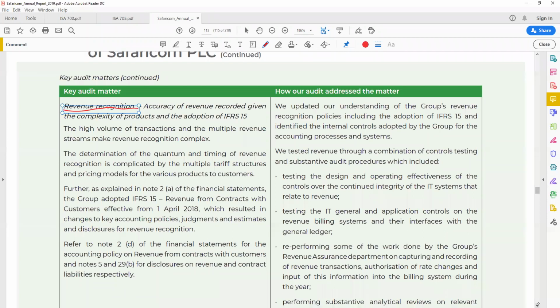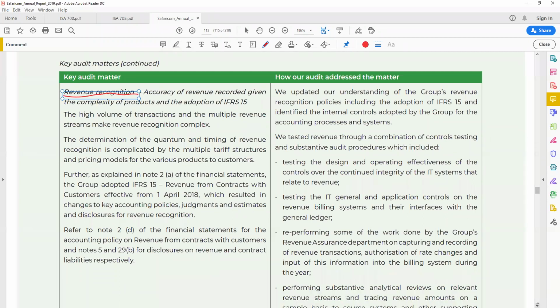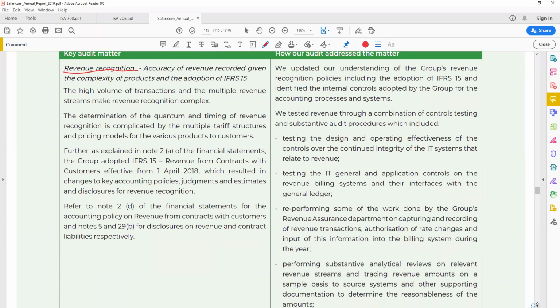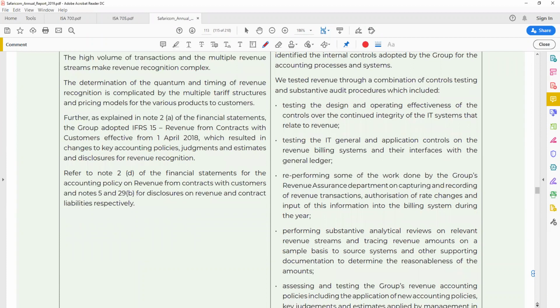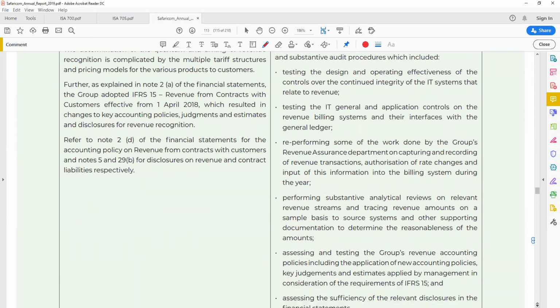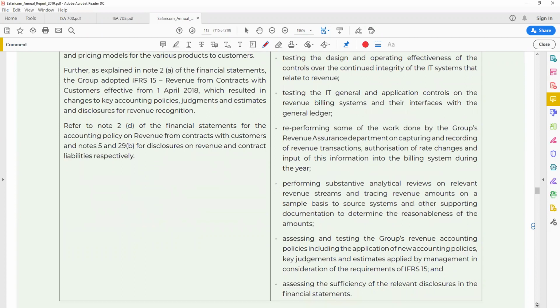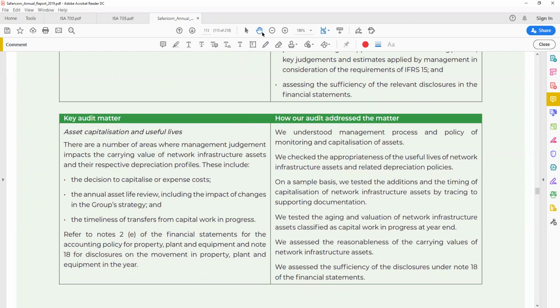Then for example, another thing. I think here they had more than one matter. In this case, we also have a matter here. The key matter is on asset capitalization and the useful life. So you're telling the users what things were significant when it comes to the audit.